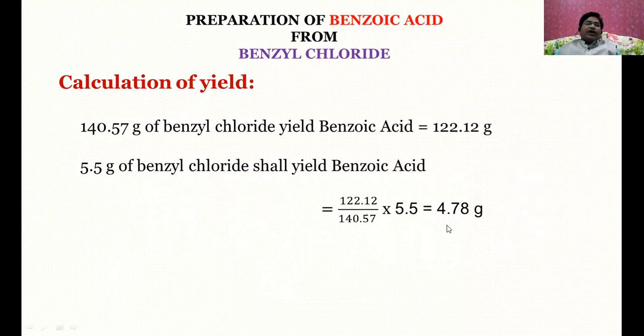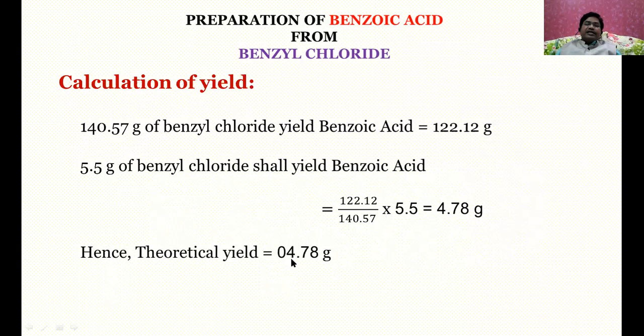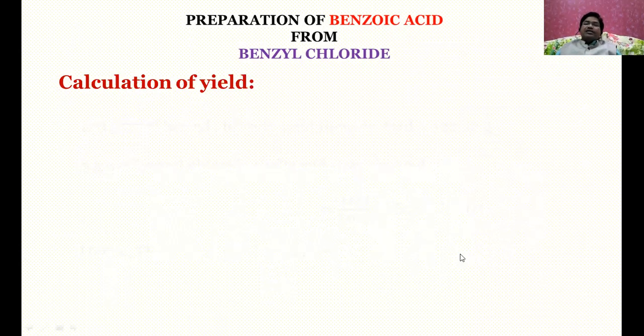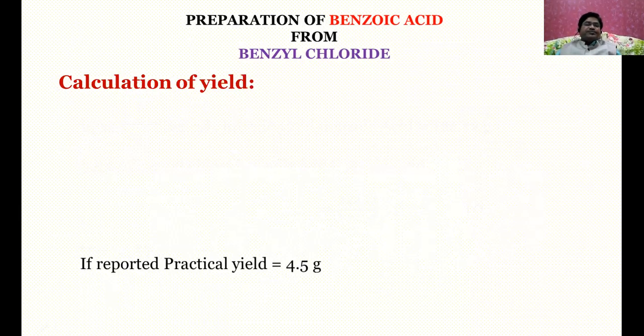Here 122.12 divided by 140.57 into 5.5 gives 4.78 grams. This is going to be the theoretical yield. Hence, the theoretical yield is 4.78 grams. Let us see how much the practical yield is.